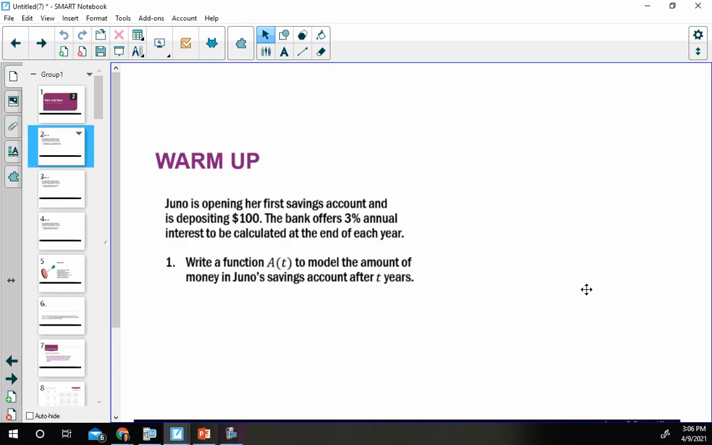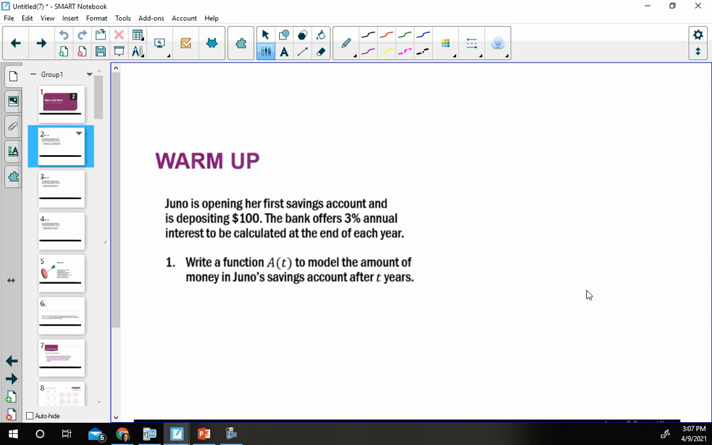So first off, taking a trip back to IM1, our general compound interest. It says Juno is opening her first savings account and is depositing $100. The bank offers 3% annual interest to be calculated at the end of each year. Write an A of t function to model the amount of money in Juno's savings account after time t. So, am I putting money into a bank account and gaining money? Yes.